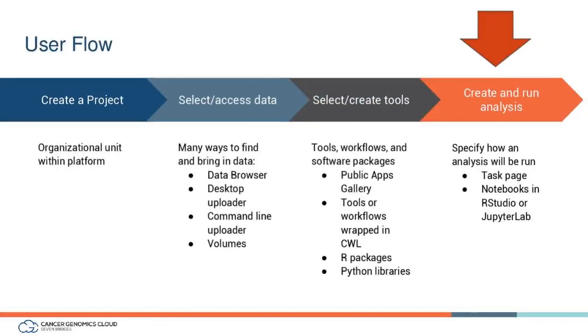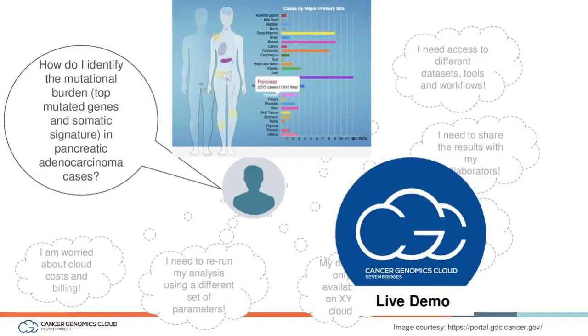Okay, so I've gone over all these different categories. So now it's time to create and run your analysis. And like I said, there's two ways to do that. You could run a task, which is a completely graphical way to do it, but you can also create notebooks in RStudio or JupyterLab as well. So let's go ahead and switch to a live demo. I'm going to share my web browser. Everything's done in the web browser, but hopefully I've alleviated some of your concerns. So let me go ahead and share my screen.